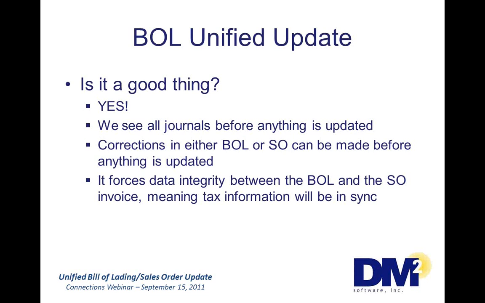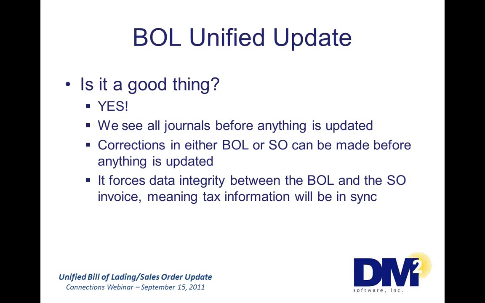But the price to your customer, you can change the customer's price on the bill of lading, lock it, and have it flow through to the invoice. You don't have to go back into the sales order to change the price. But you could. You can go into the order and change it there and lock it there and then come back and rerun your bill of lading journals. And as I said, it forces data integrity between the bill of lading and the sales order invoice, meaning tax information will be in sync. And as I said, this is the first thing I saw when I saw the unified update.